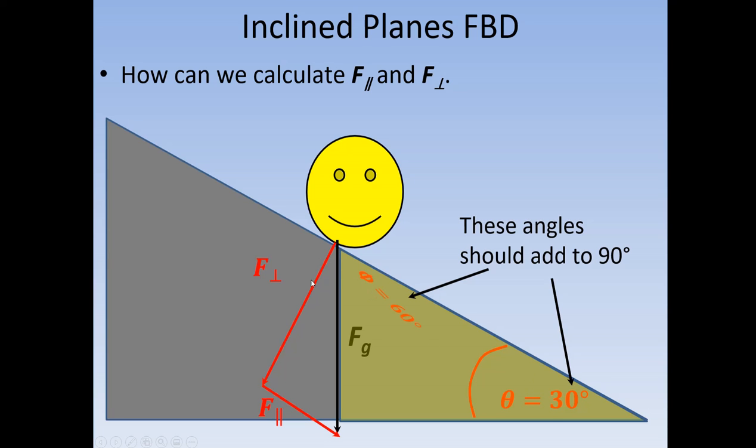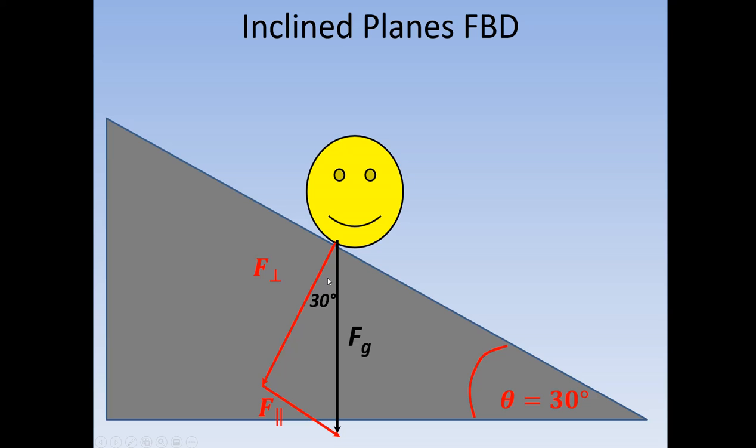And then because we know F perpendicular is by definition perpendicular to the surface, if this angle is 60 degrees, this angle has to add up to 90, so this should be 30. So whatever this angle is, this is the same angle. If this is at 30 degrees, this is at 30. If this is at 40, this is 40. From here, we can use SOHCAHTOA to figure out the parallel and the perpendicular.